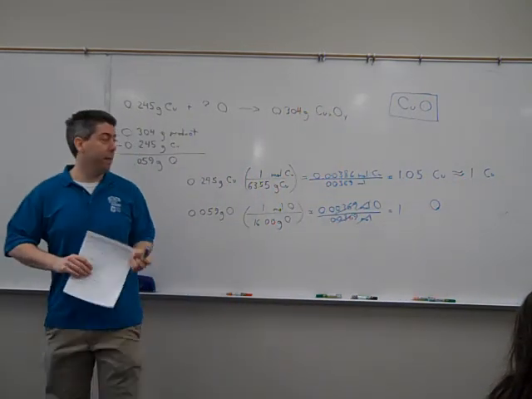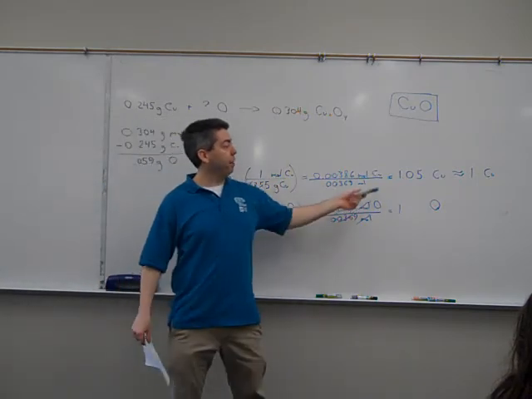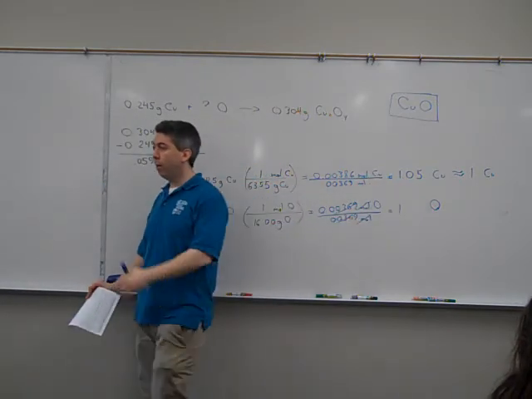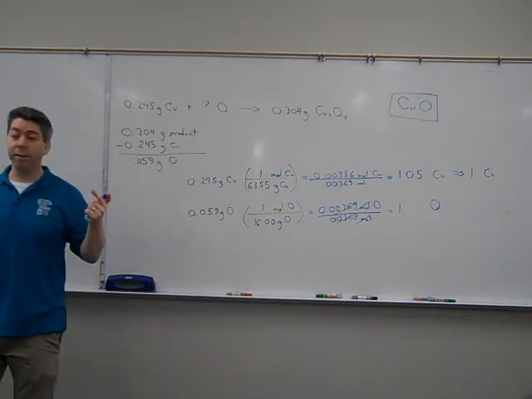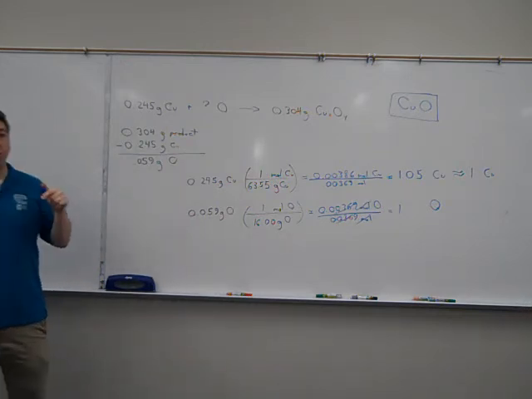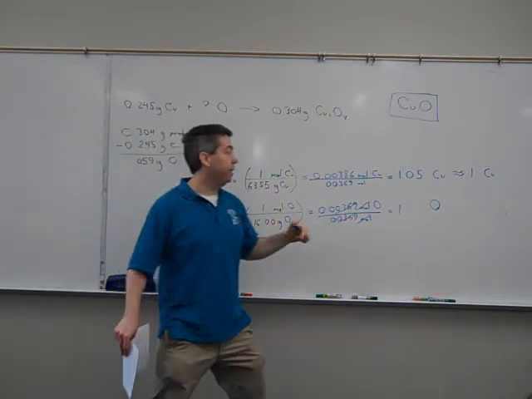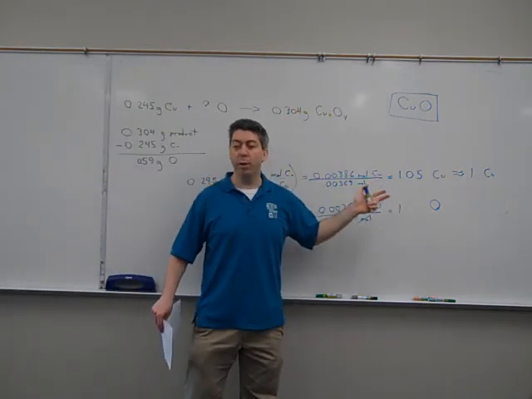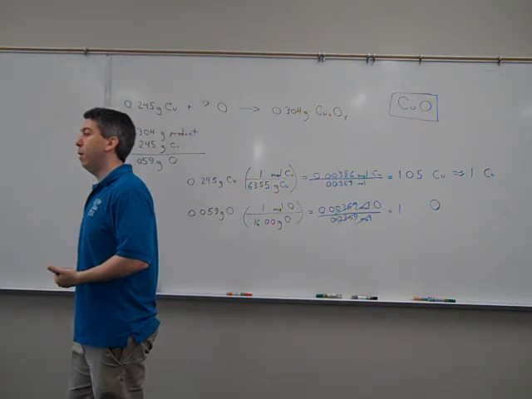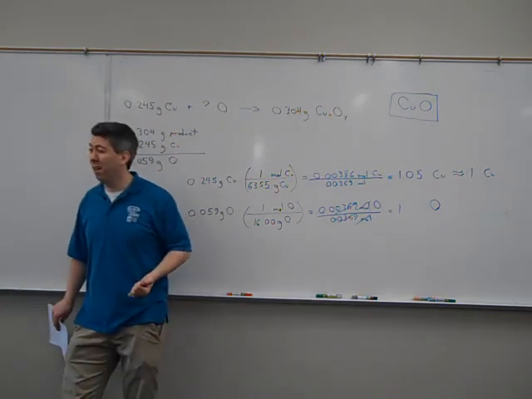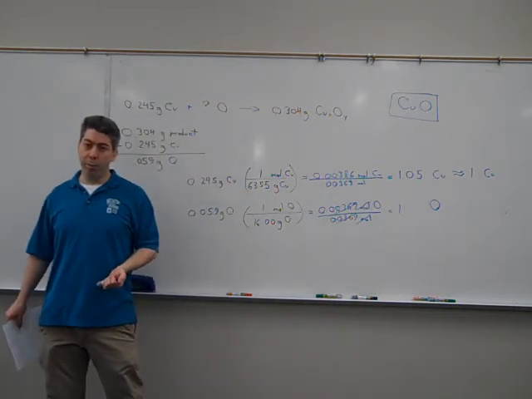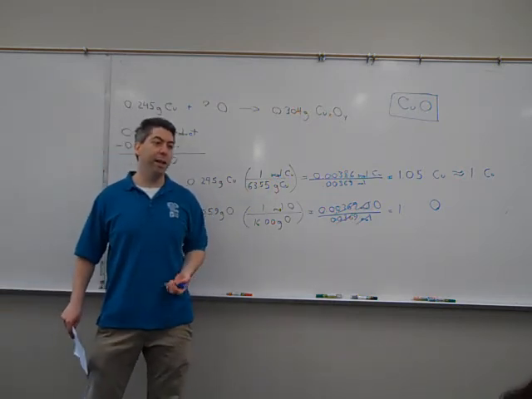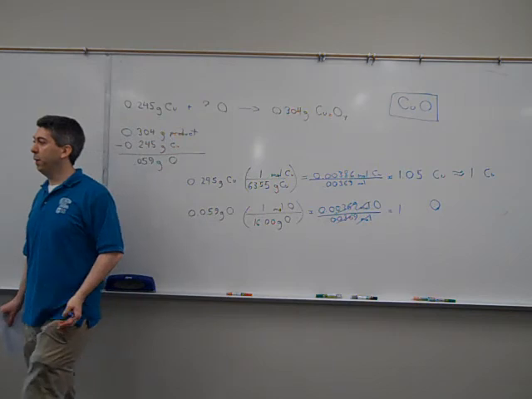And I remember why I did that. It's because I wanted it to be off a little bit, because when you do this experiment in lab, you are not going to get a clean, perfect 1 to 1 or 2 to 1 ratio. Chances are you're going to get something like a 1.1 to 1 or a 2.13 to 1 or something like that.